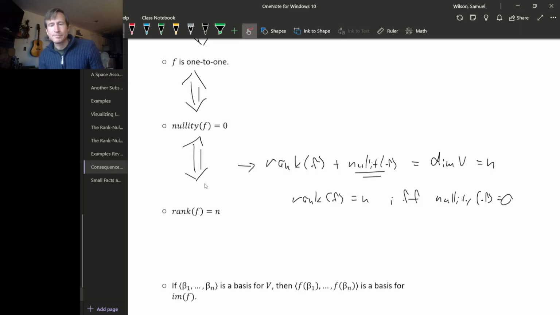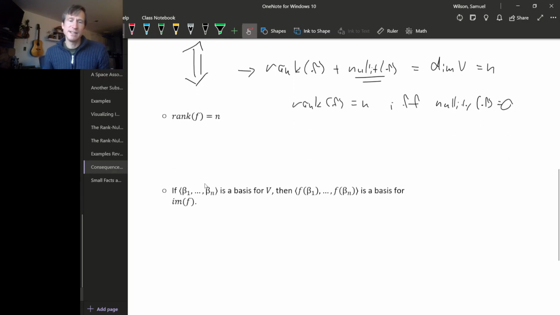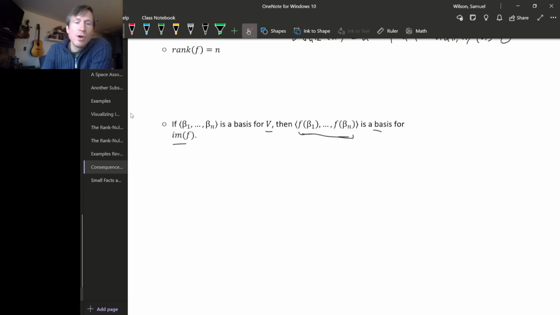All right. Last thing is this, that if we have a basis for v, then the image of the basis is a basis for the image. What we're going to show is that this one is equivalent to that one. Okay, so let's suppose that the rank of f is n.